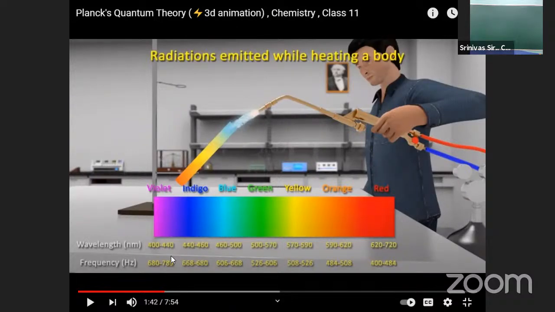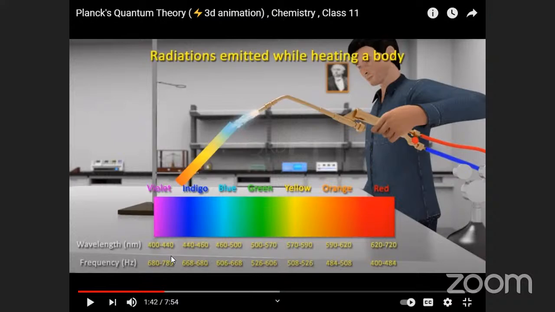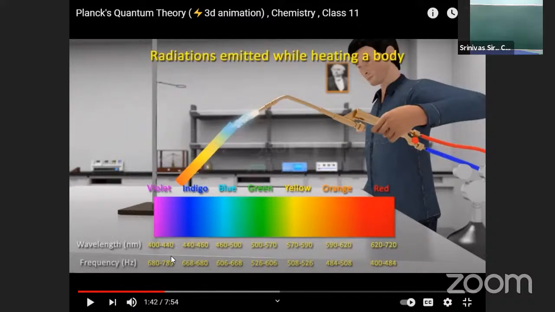Out of all, when you look at the VIBGYOR, which radiation is highly energetic? Red? No. I said very clearly in the last class. Violet, sir. Violet, high frequency, high energy, high wave number. Please repeat your question. Which is more energetic radiation out of all VIBGYOR? Okay, sir, it is violet.